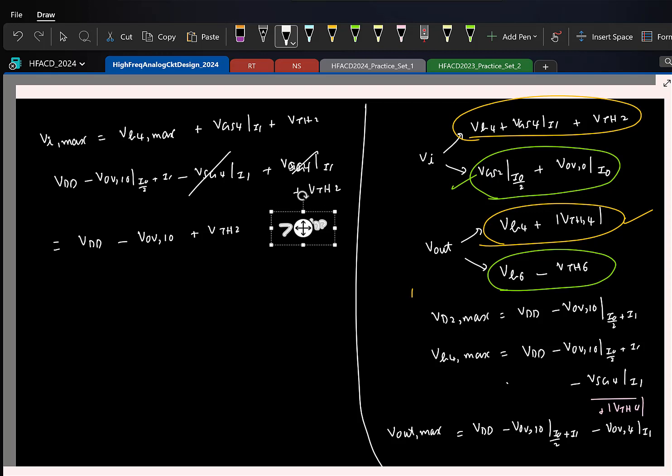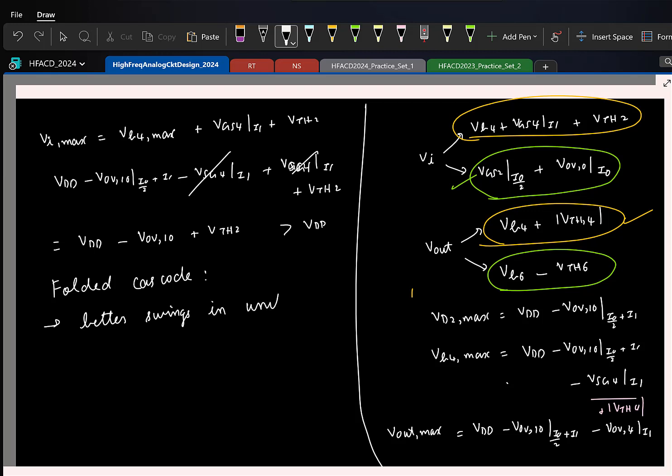So two things are nice in folded cascode. Let me just mark it and finish it. First, when you put in unity feedback, you have better swings. Again, better is in comparison to the telescopic cascode. Secondly, when I use an NMOS input pair, the maximum I can apply at the input can be equal to the supply itself.